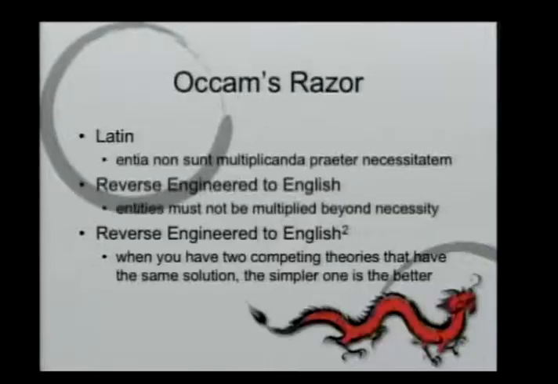But on that point, Occam's razor. Everybody's heard of it. Everybody's seen Contact or Reddit, hopefully. Everybody talks about this, but it's true. This is the Latin. If you reverse engineer or translate into English, you end up with: entities must not be multiplied beyond necessity. Or if you move it up again to plain English, when you have two competing theories for the same solution, the simpler one is better.